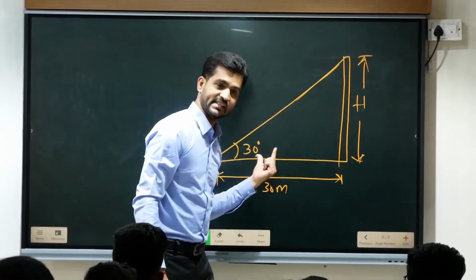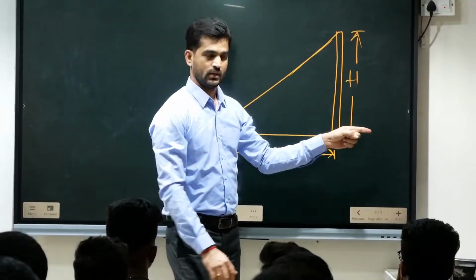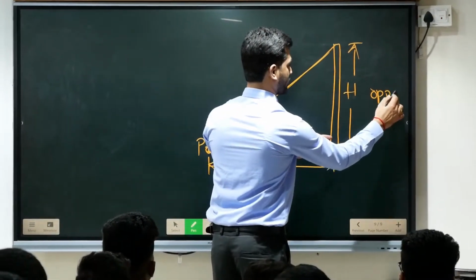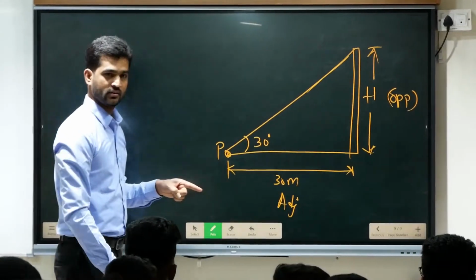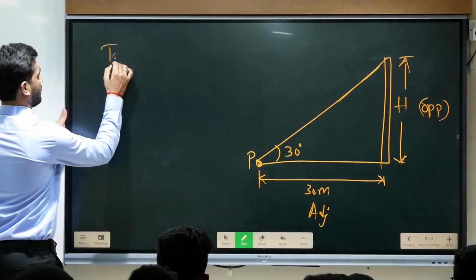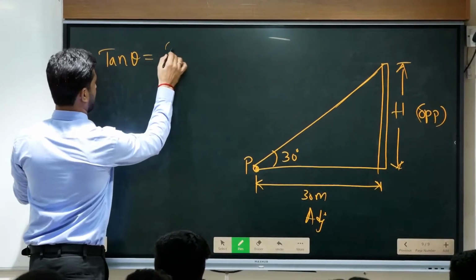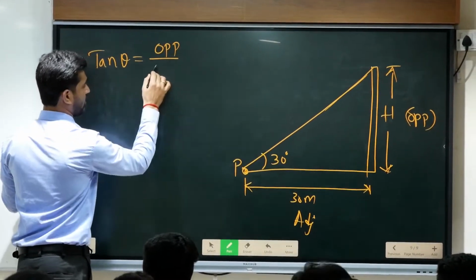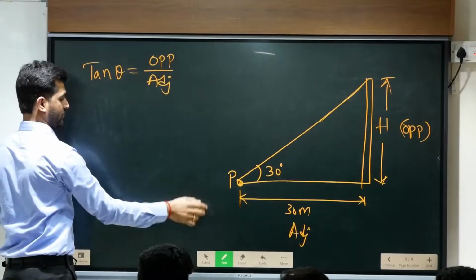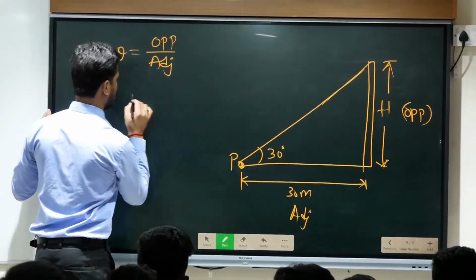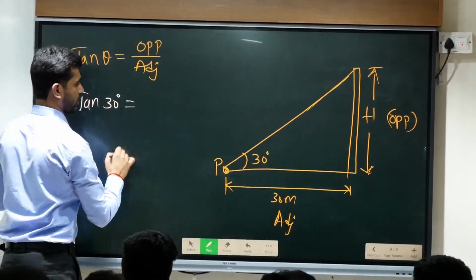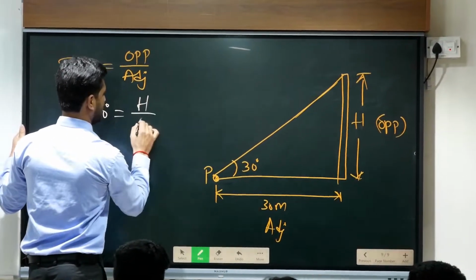I want the height. Height means, for the considered angle, this is the opposite side. So I can say that is the opposite side. The next one is the adjacent side. Agree, everyone? Next, what can you do? You can use the tangent of the angle, tan theta, where tan theta is the ratio of opposite by adjacent. Now, tan of what is the angle? Tan of 30 degrees equals height by distance.